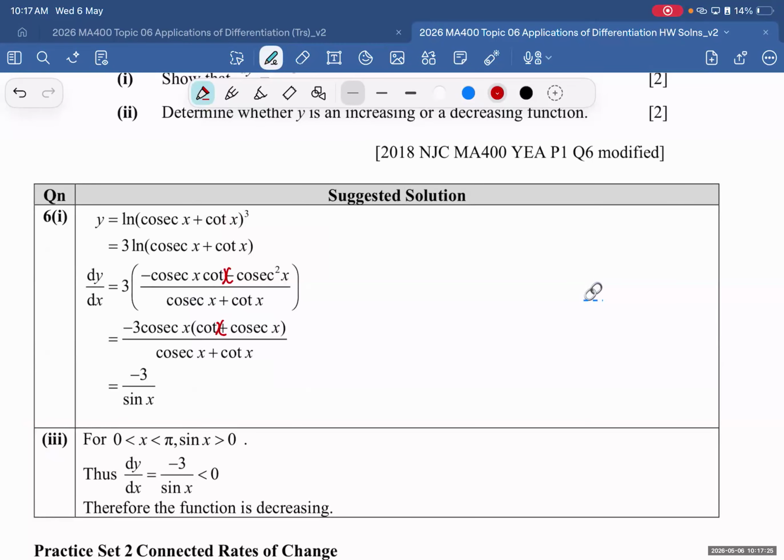Part 2. Why is it so? Because it's from 0, right? Your sine bar looks like that. If I go to sine x from 0 to pi, it looks like it is more than 0, this is positive, negative over positive.